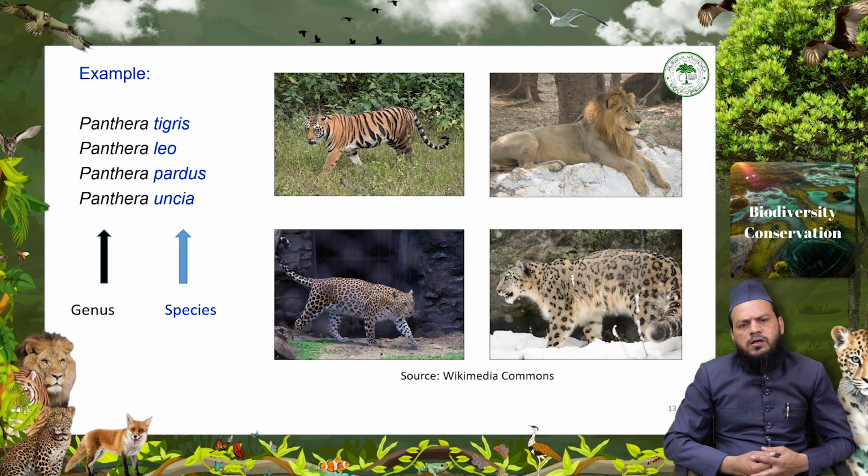Each species represents a distinct and reproductively isolated group of individuals capable of interbreeding and producing fertile offspring. Therefore, the combination of genus and species provides a precise and universally recognized label highlighting the unique identity and evolutionary relationships among these magnificent big cats: tiger, lion, leopard, and snow leopard, respectively.